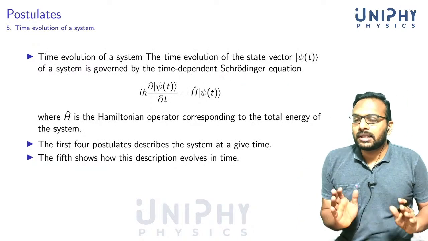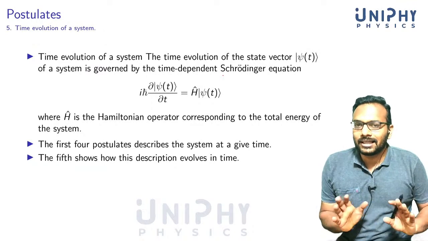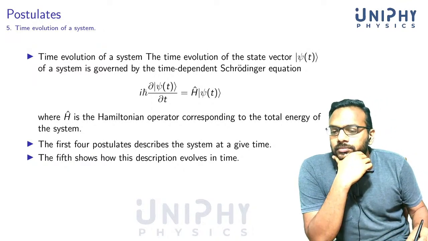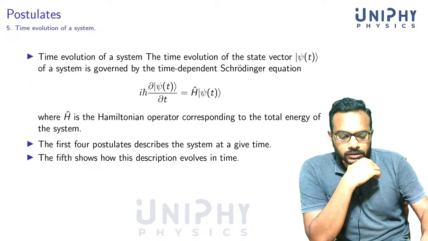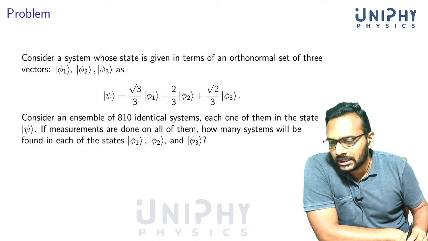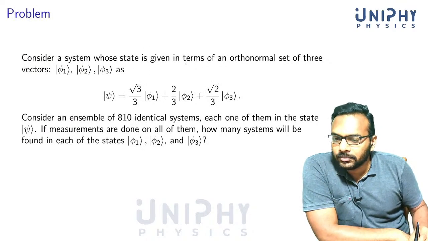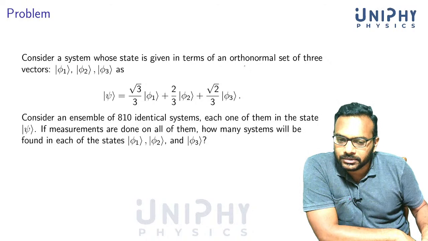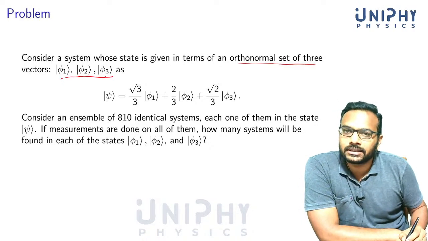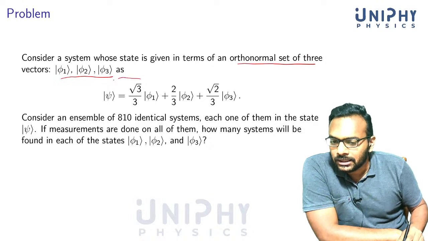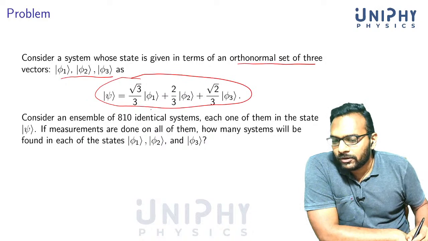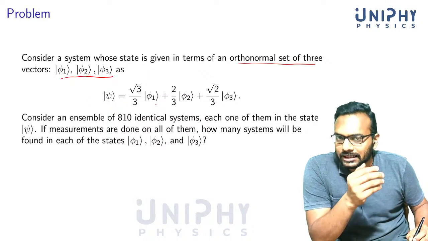So this is the mathematical framework of quantum mechanics. The rest are mathematical details, as I said. Now we can do a problem. We'll see if we have understood all these postulates. So consider a system whose state is given in terms of an orthonormal set of 3 vectors, phi 1, phi 2 and phi 3. So this is the state of the given system. We already saw this state before.